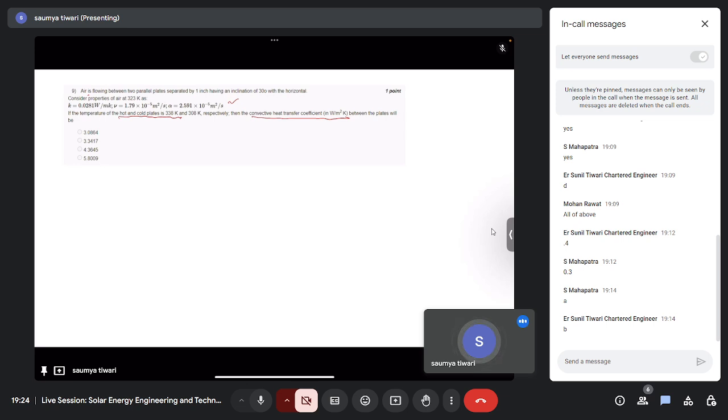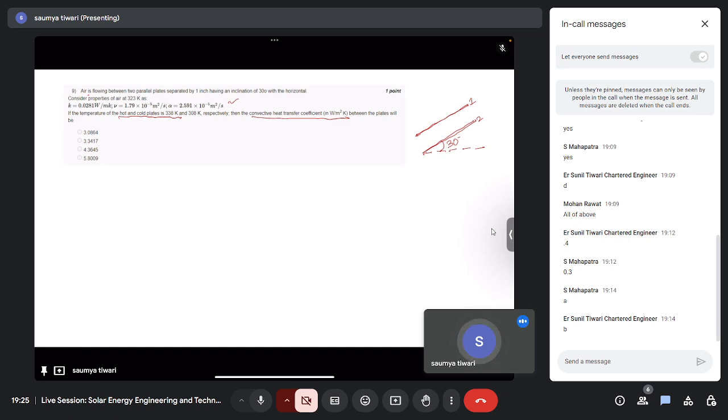Okay, let's solve this problem. What's given here is air flowing between two parallel plates separated by 1 inch, having an inclination of 30 degrees with the horizontal. So the system we are talking about is similar to this. Here we have two plates, plate 1 and plate 2, and these are two parallel plates inclined at an angle of 30 degrees with the horizontal.